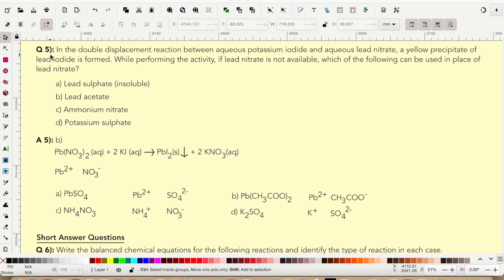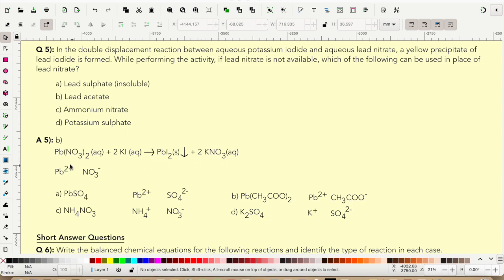Fifth question, in the double displacement reaction between aqueous potassium iodide and aqueous lead nitrate, a yellow precipitate of lead iodide is formed. While performing the activity, if lead nitrate is not available, which of the following can be used in place of lead nitrate? So these 4 options are given. So this is the chemical equation. Pb(NO3)2 plus 2KI makes PbI2 plus 2KNO3.